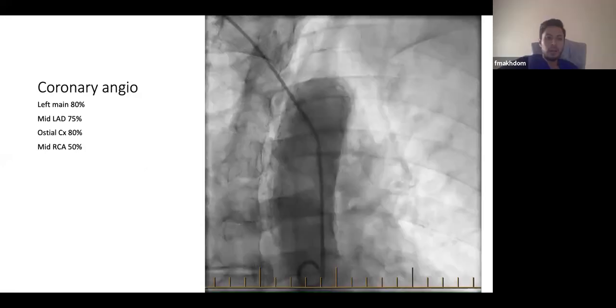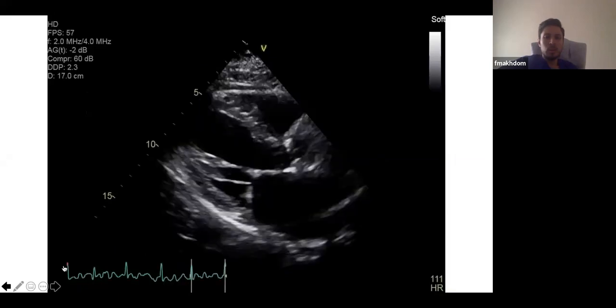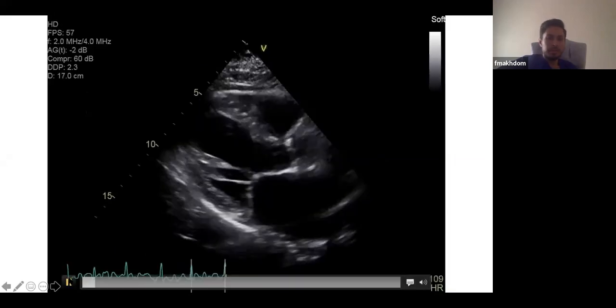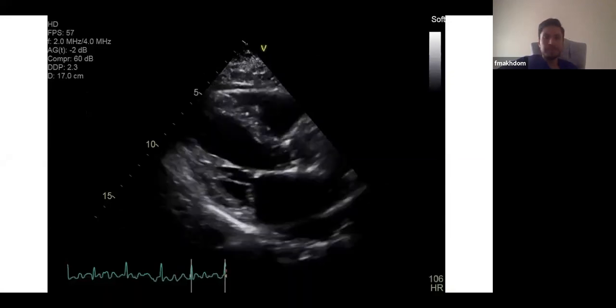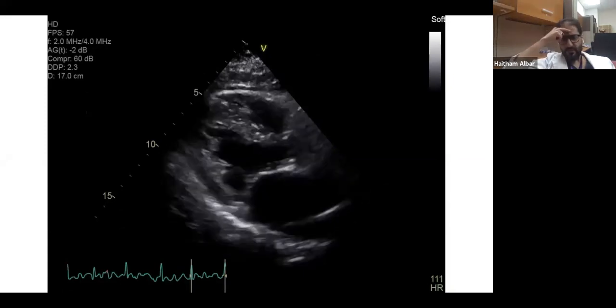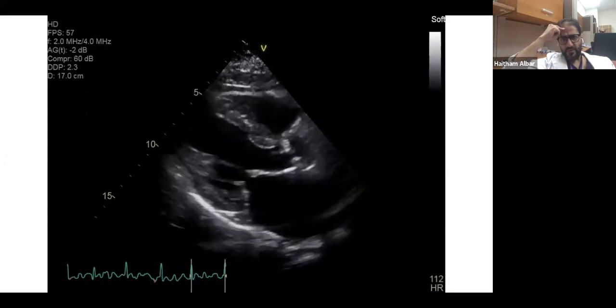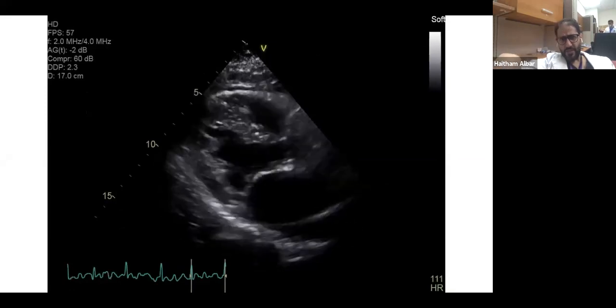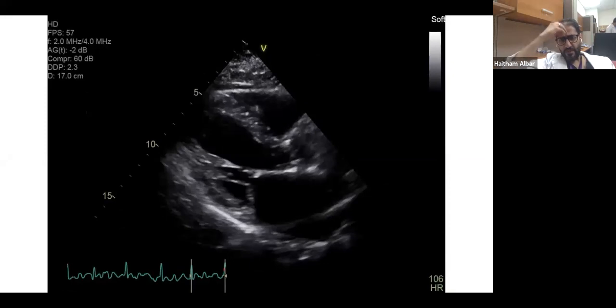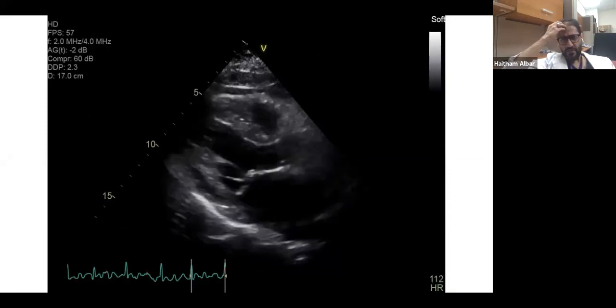Yeah, okay. So his echo is this. Okay, so this is a long axis parasternal view showing a mildly dilated LA, relatively normal and hypertrophied LV. RV is normal. I can also appreciate maybe some calcification on the aortic valve as well.